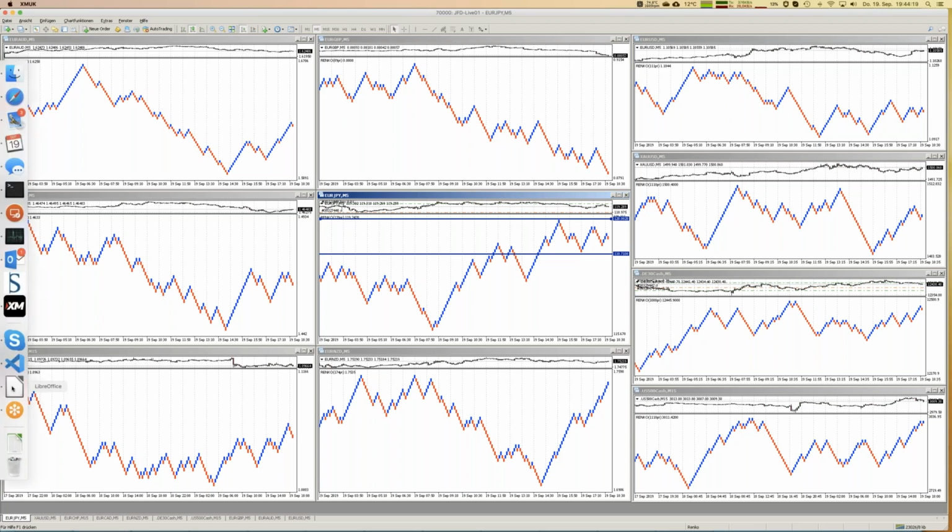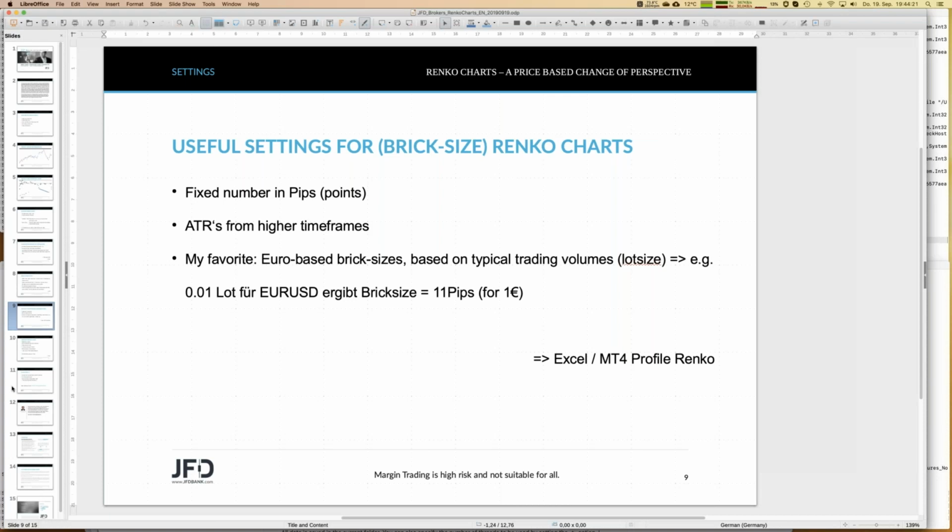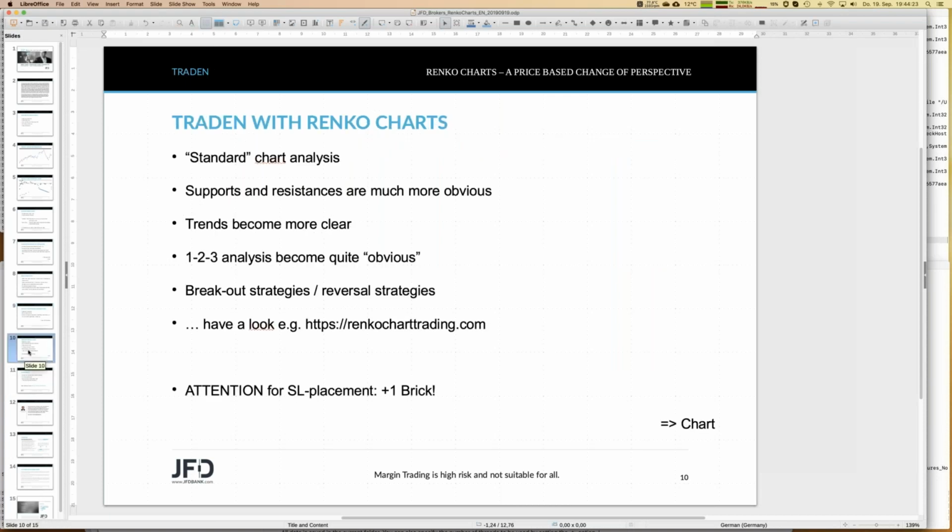But still, we have one open question, and that is how to trade them. And let me guide you a little bit through. I mentioned a complete website here later where you can find hundreds of additional tips of how to trade Renko charts. But let's really start from the very beginning.